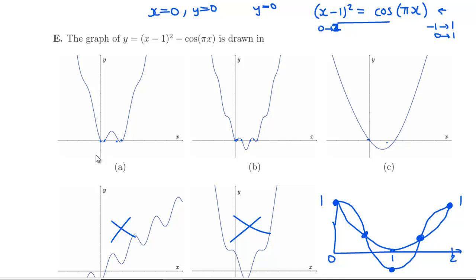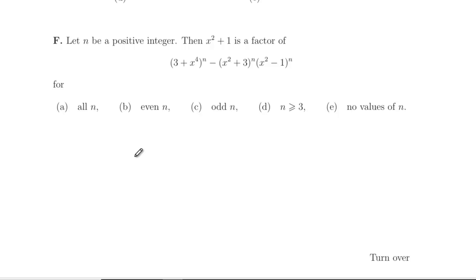So which one was that? That one's got 2 solutions. That one's got 6 solutions. So it must be A. That was one of the more difficult graph spotter ones, I would have said.